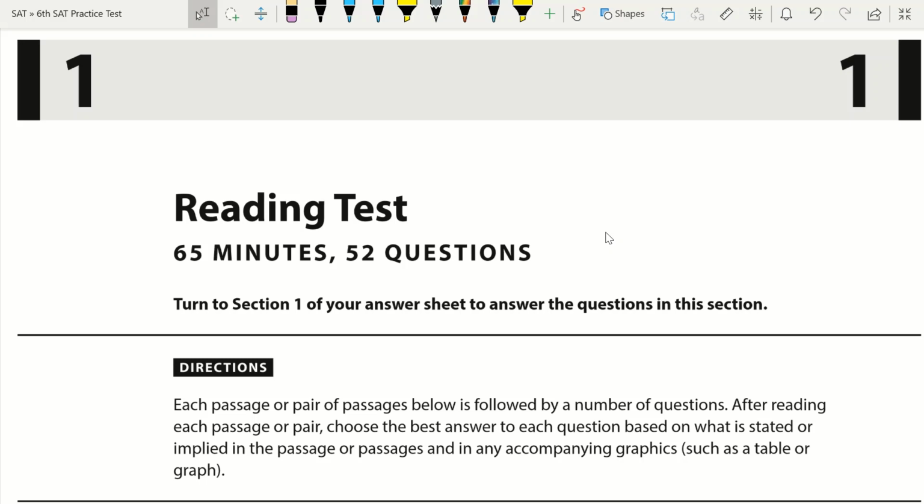Today I'll be taking you through the reading section of SAT Practice Test 6. I'll be giving you my tips, tricks, advice, and strategies for the SAT reading section as a 1590 SAT scorer. I will also be giving you answer explanations for each question, so I'll tell you why each answer choice is correct, as well as why some answer choices are incorrect.